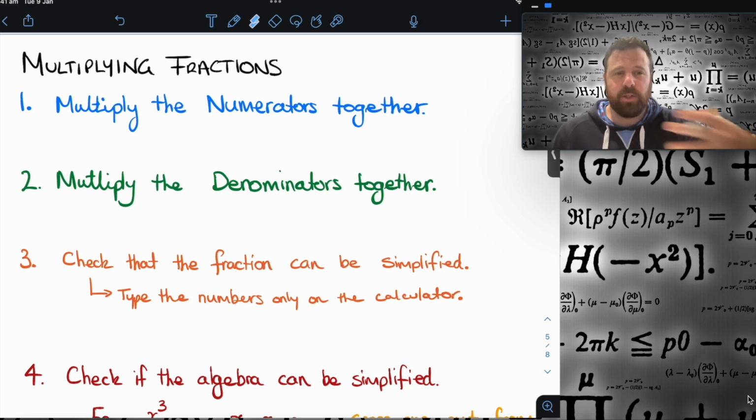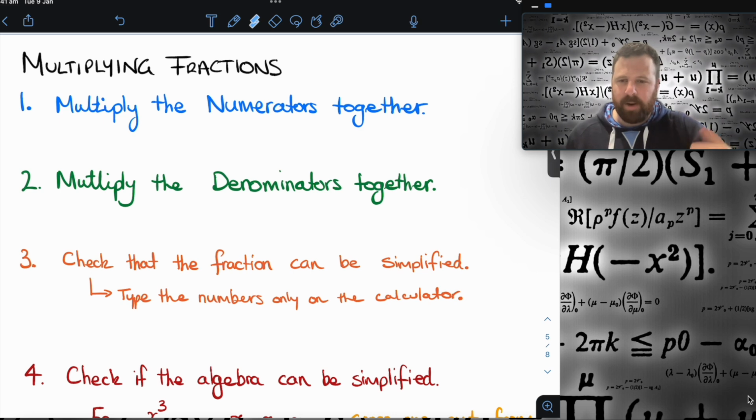Multiplying fractions, personally, I believe is the easiest operation to do with fractions. The second easiest operation is dividing fractions, and you'll see that in the next video. And then finally, after that, addition and subtraction, they're on par with each other. So let's jump into it. Let's look at multiplying fractions.